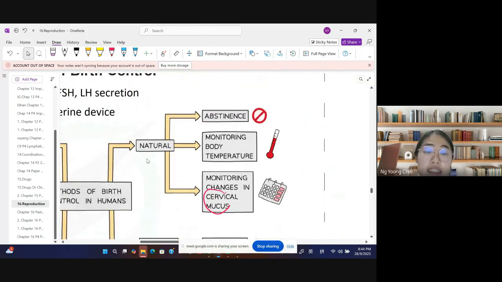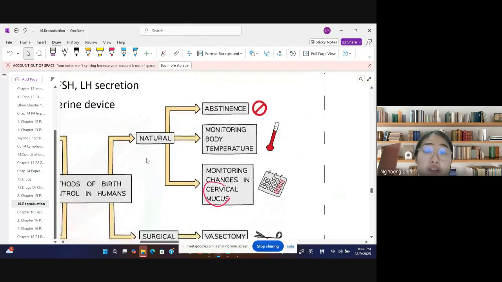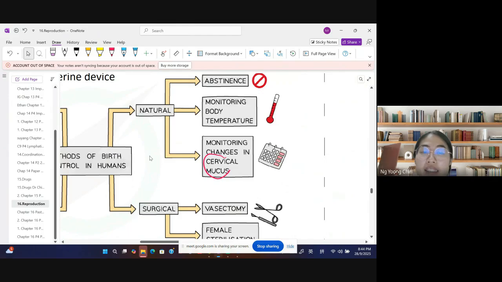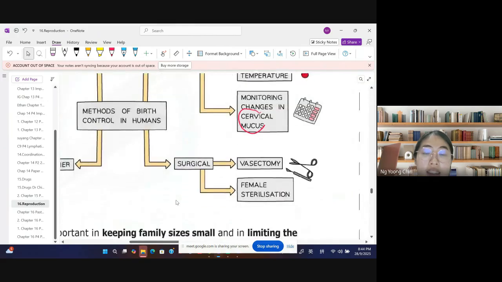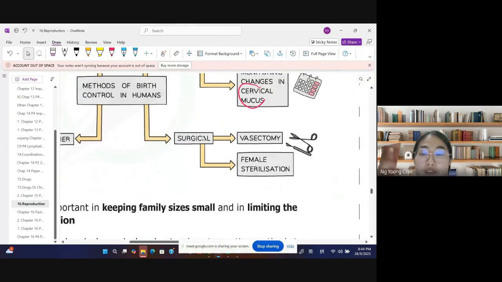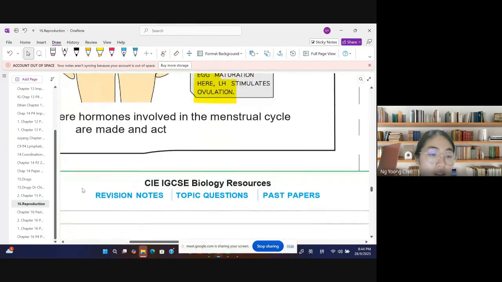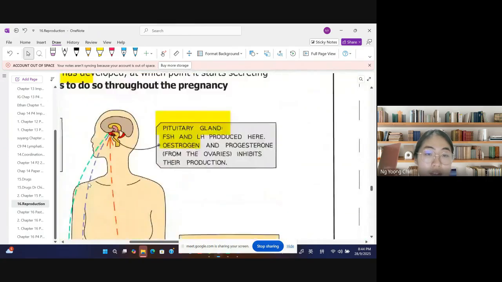So this is a natural form of birth control. But this natural form is not too accurate. Then surgical methods: for the male, they will do a vasectomy. Vasectomy refers to cutting off the sperm duct, for example.